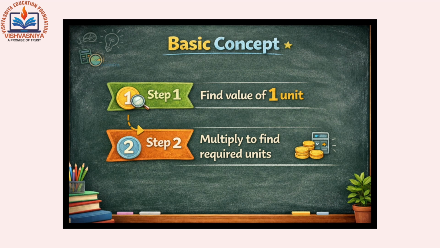The unitary method works in two simple steps. First, we find the value of one unit. Second, we use that value to find the value of the required number of units.